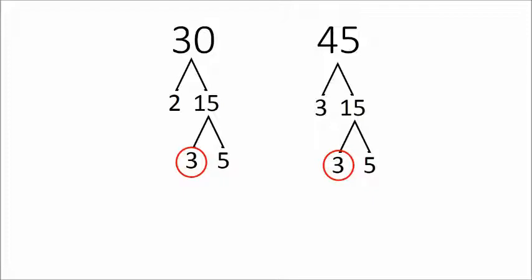Okay, well, they both have a 3 in common with their prime numbers. They also both have a 5 in common, which is going to come up in a second. So let's circle the numbers they have in common. They have 3 and 5. So 3 times 5 is 15.